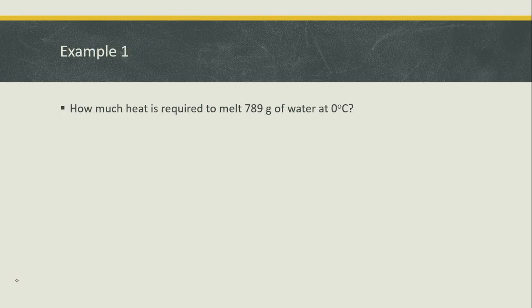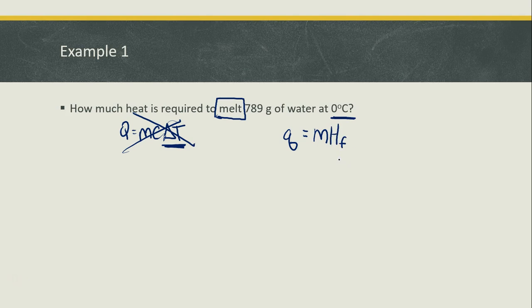And here's your very first one. It says how much heat is required to melt this many grams of water at 0 degrees Celsius. How do I know that this isn't the Q is equal to MC delta T problem from the previous lesson? Well, first of all, it says the word melt. That registers in my mind as a phase change. And secondly, there's no temperature change. So if I try to plug this into this equation, it is not going to work purely because of the delta T. So this is a big no. We're going to have to plug this into Q is equal to MHF.